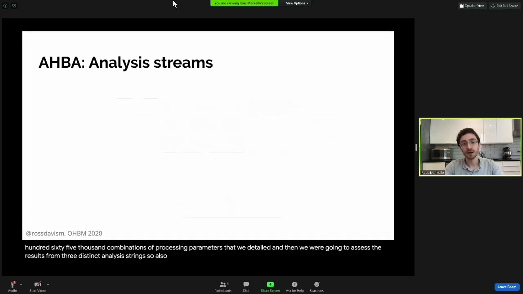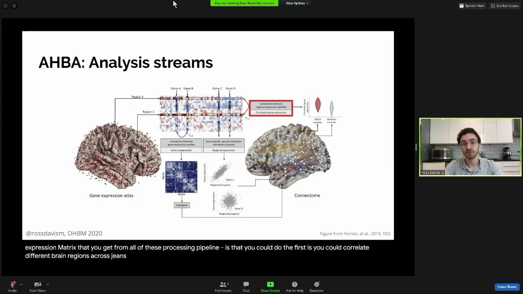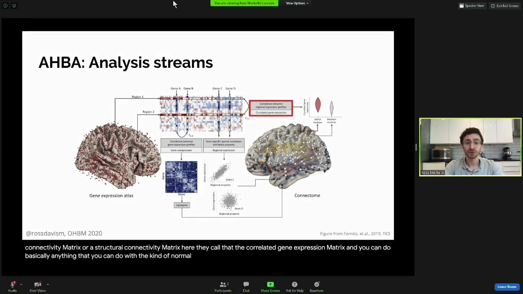So also last year, from Alex Fornito, the same group, they published a really nice overview of relating transcriptomic and neuroimaging data in Trends in Cognitive Science. And they, taking this region by gene expression matrix that you get from all of these processing pipelines, enumerated 3 different analyses that you could do. The first is you could correlate different brain regions across genes, across the microexpression data, and get a region by region matrix, similar to a functional connectivity matrix or a structural connectivity matrix. Here they call that the correlated gene expression matrix. And you can do basically anything that you can do with the kind of normal functional or structural connectivity matrices that we use in neuroimaging.